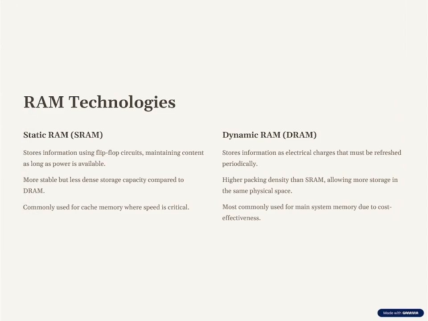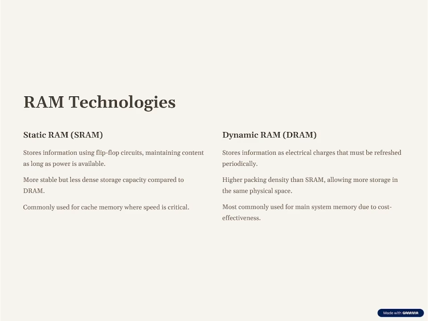Now, there are two types of RAM technologies. We have the static RAM, or SRAM, and then we also have the dynamic RAM, or DRAM. The static RAM stores information using what we call flip-flop circuits and maintains the content for as long as the power is available. Once it is off, it will lose the information.